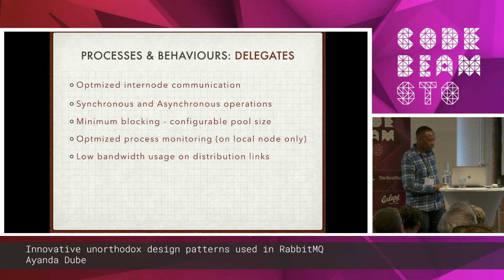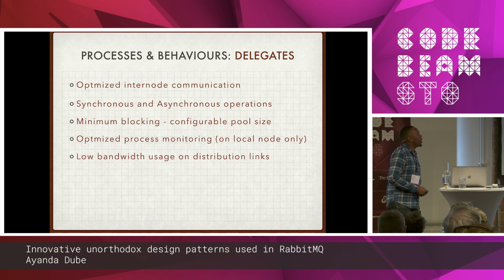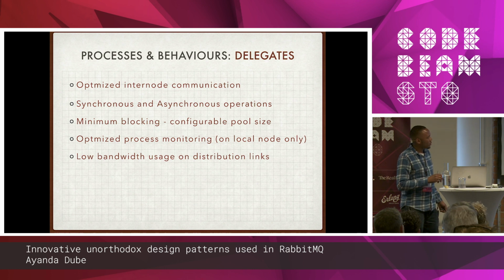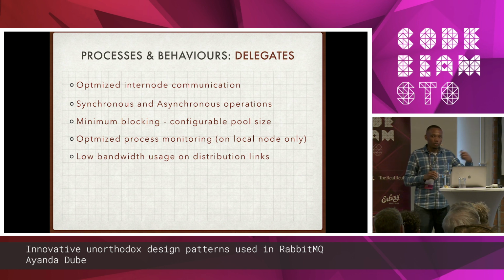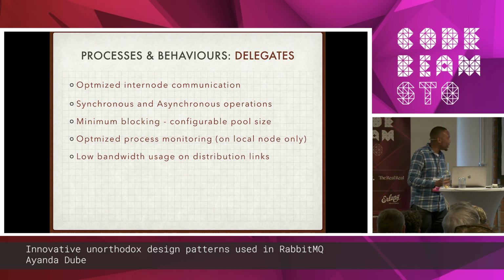And then more stuff in Rabbit. There's something called delegates, all right? So delegates provide us with an optimized means of internode communication, right? You get both synchronous and asynchronous operations that you can use for remote procedure calls. So if you want to use RPC or GenServer call across nodes, you can actually use delegates for that. You get a pool of delegate processes, so you don't really get blocking, and you can basically increase that based on your config.